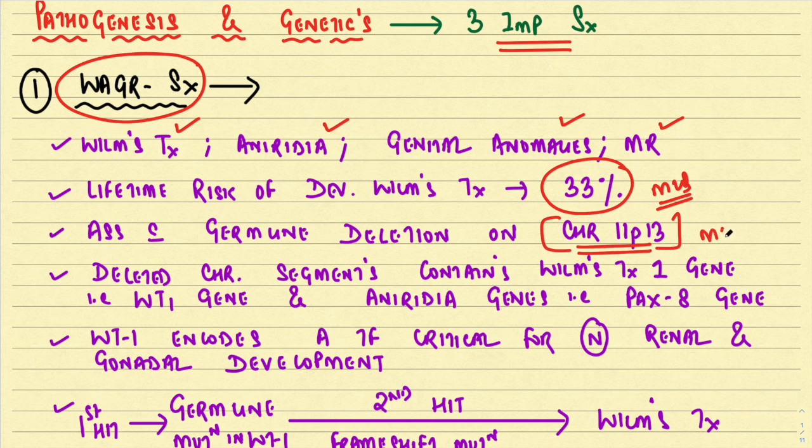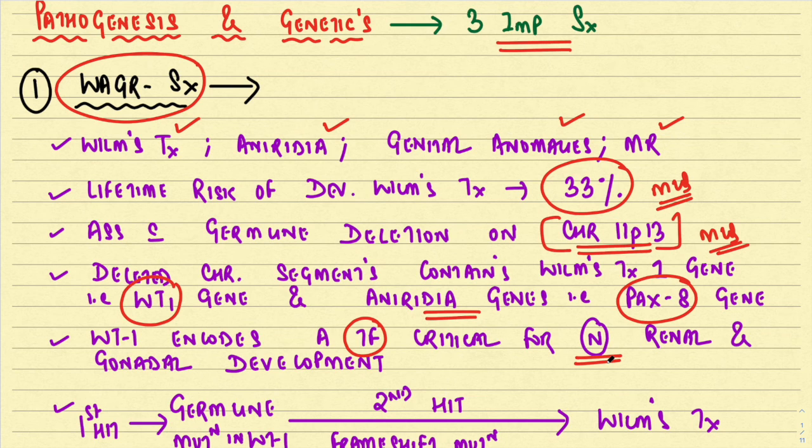Another important MCQ. The deleted chromosomal segments contain 2 genes. One is your WT1 gene, the Wilms tumor 1 gene, and another is your PAX6 gene, which is basically responsible for aniridia. So they are also called aniridia genes. Now WT1 normally encodes a transcription factor that is critical for normal renal and gonadal development.